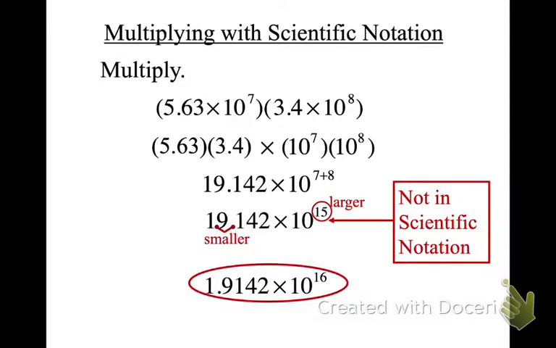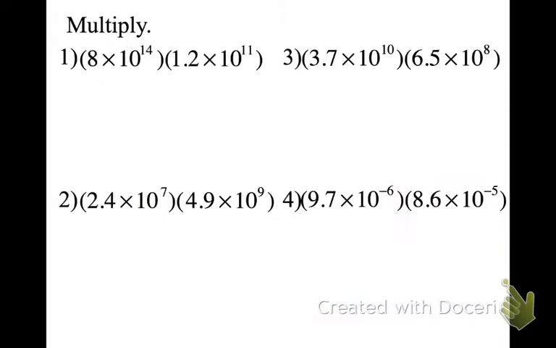Okay, let's try it again. Now your turn. So 8 times 1.2, 10 to the 14th times 10 to the 11th is 9.6 times 10 to the 25th. Remember, we're multiplying 8 times 1.2, 10 to the 14th times 10 to the 11th.